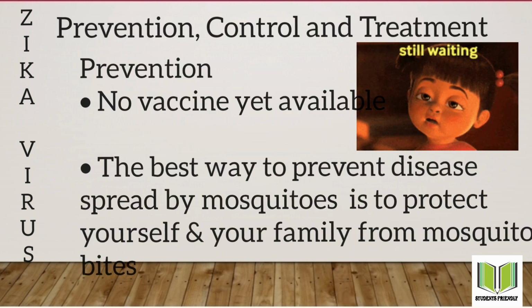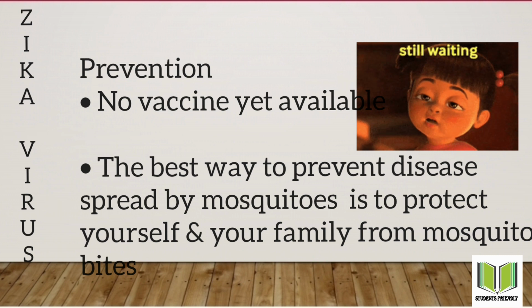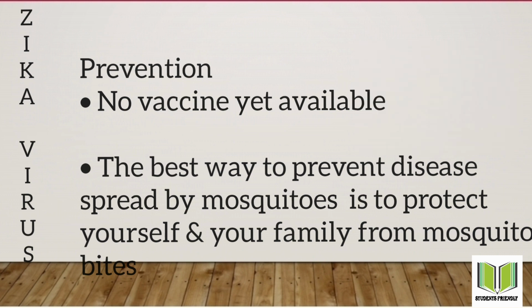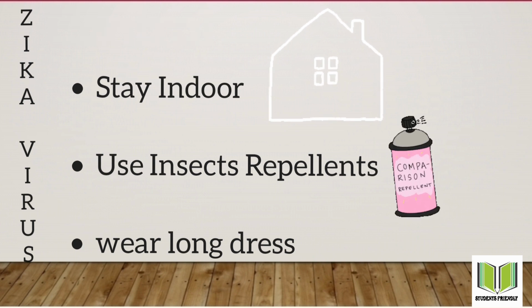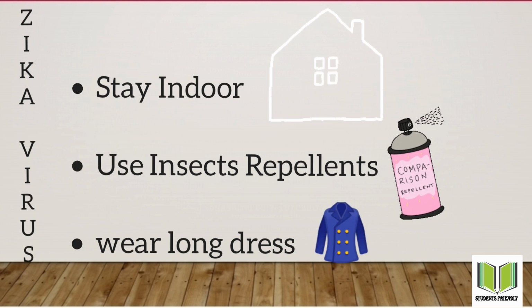Prevention: no vaccine is yet available. The best way to prevent disease spread by mosquitoes is to protect yourself and your family from mosquito bites. Control: stay indoors with window and door screens. Use EPA-registered insect repellents. Wear long-sleeved shirts and long pants. Do not use products containing oil of lemon eucalyptus or para-menthane-diol on children younger than 3 years old.